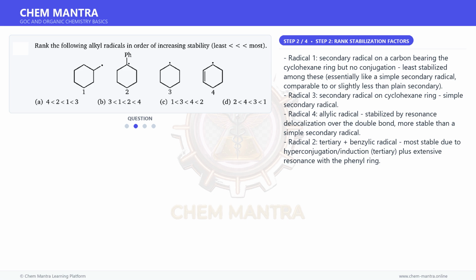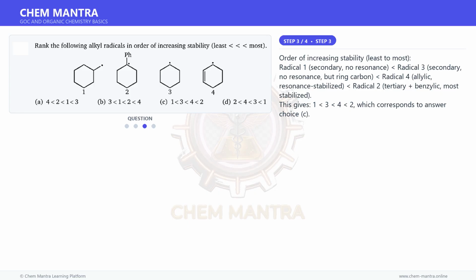Radical 4, allylic radical, stabilized by resonance delocalization over the double bond, more stable than a simple secondary radical. Radical 2, tertiary plus benzylic radical, most stable due to hyperconjugation, induction, tertiary, plus extensive resonance with the phenyl ring. Moving on to the next step.